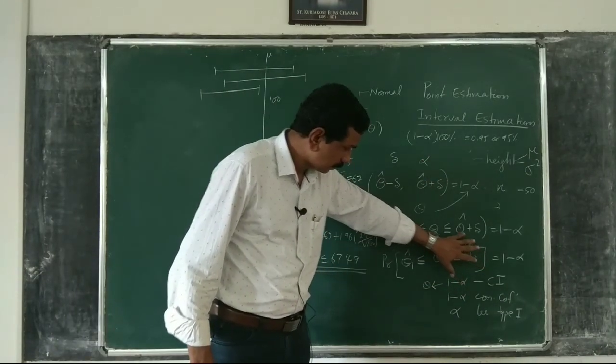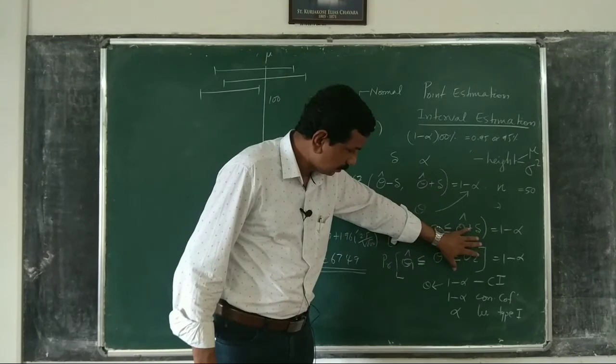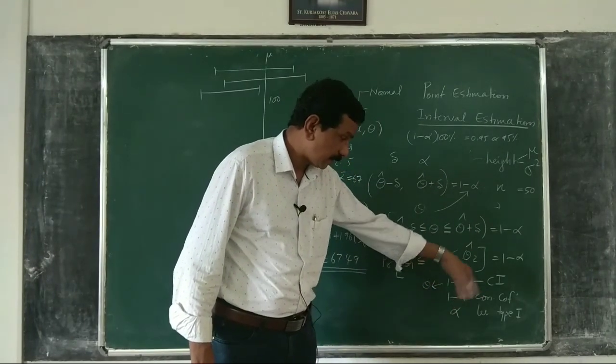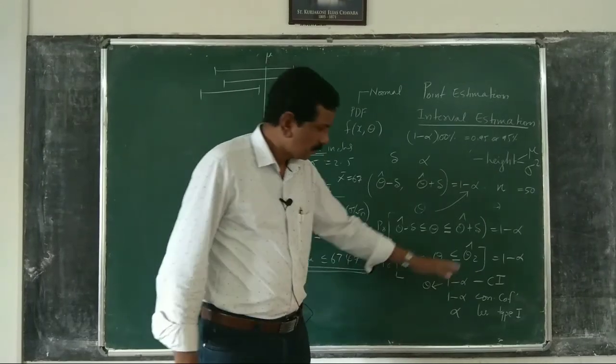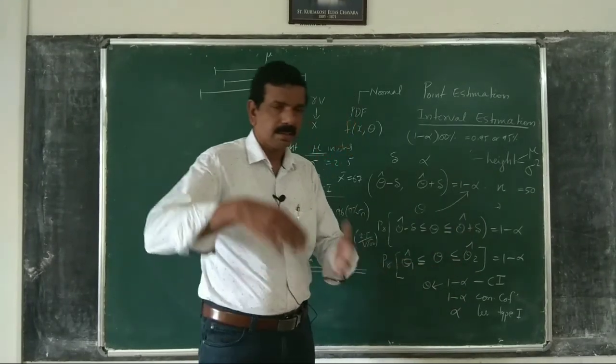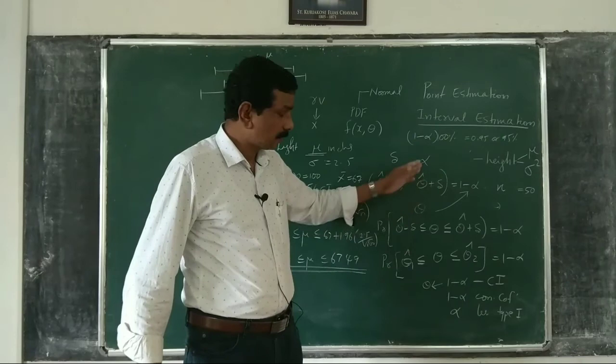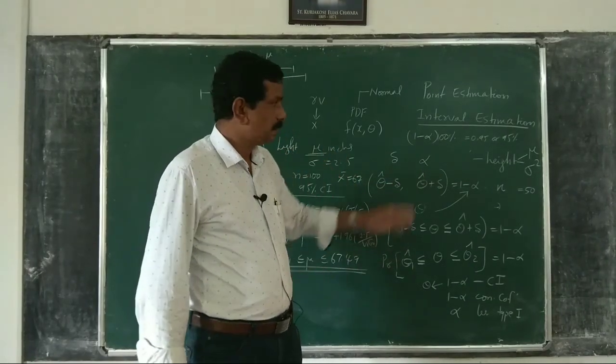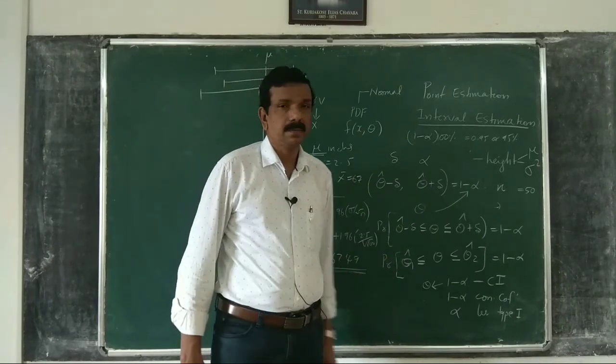This discussion is general. This is the confidence interval, and 1 minus alpha is the confidence coefficient. Alpha is known as the level of significance. These issues will be discussed in detail when we consider the issue of hypothesis testing later. So this is the problem of estimation.